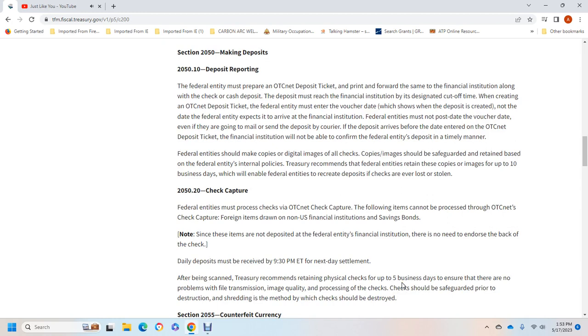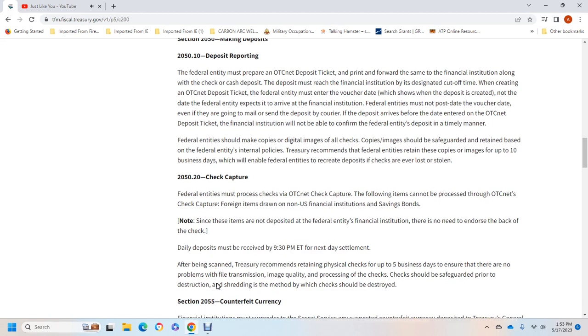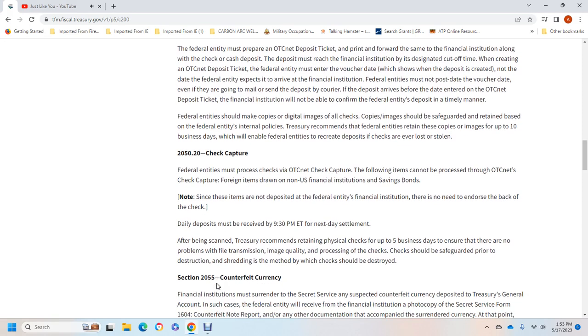Section 2050, Over-the-Counter Check Capture. The federal entity must process checks for over-the-counter check capture. The following items cannot be processed for over-the-counter check capture: items drawn on a non-U.S. financial institution, and savings bonds. Note, since the items are not deposited with the federal entity's financial institution, there is no need to ensure backup of the check. Daily deposits must be received by 9:30 p.m. for next-day settlement after being scanned. Treasury recommends retaining the physical check for up to 5 business days to ensure that there are no problems with the transmission.